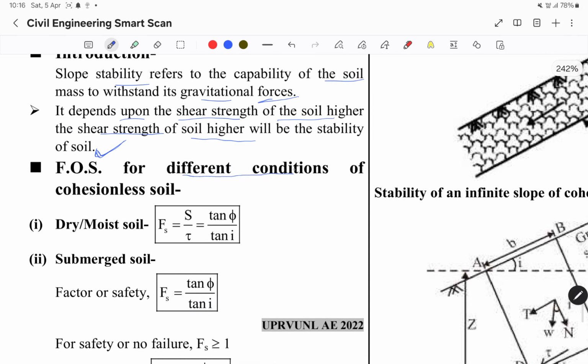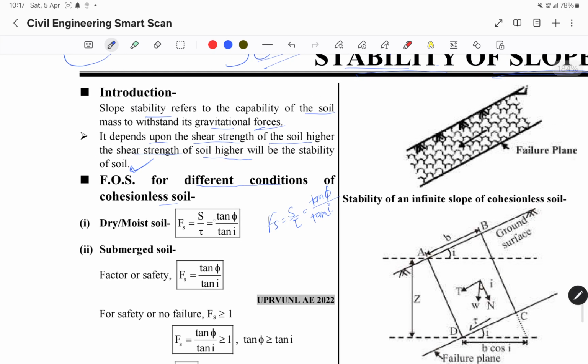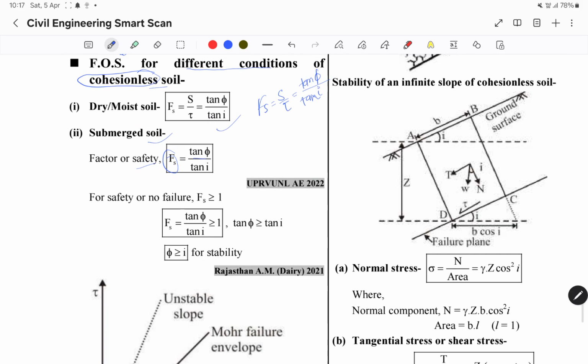Factor of safety for different conditions of cohesionless soil: dry or moist, Fs = S upon tau. For submerged soil, factor of safety is tan phi upon tan i.